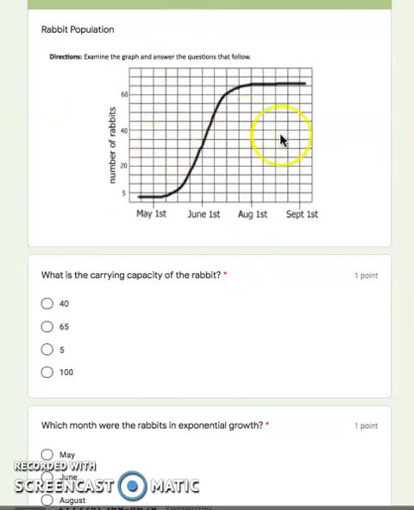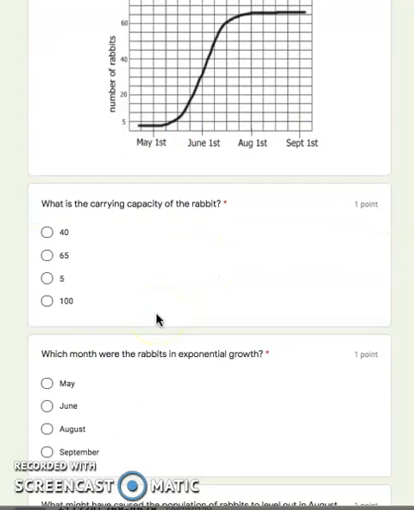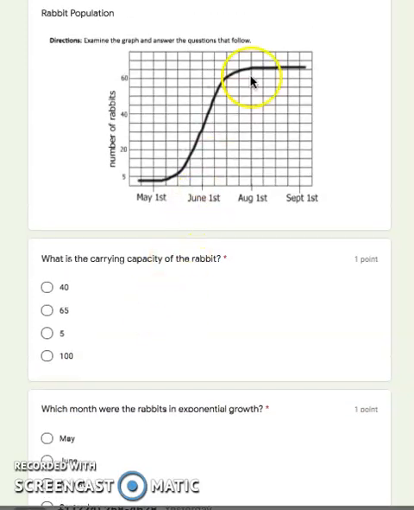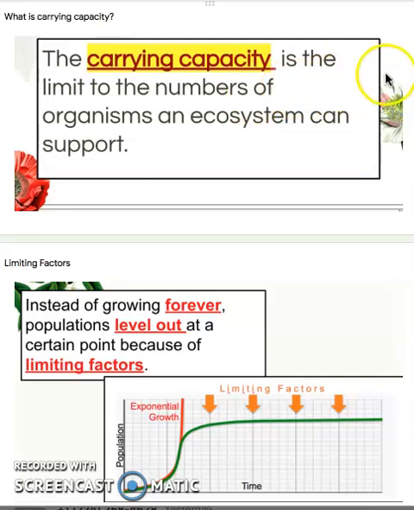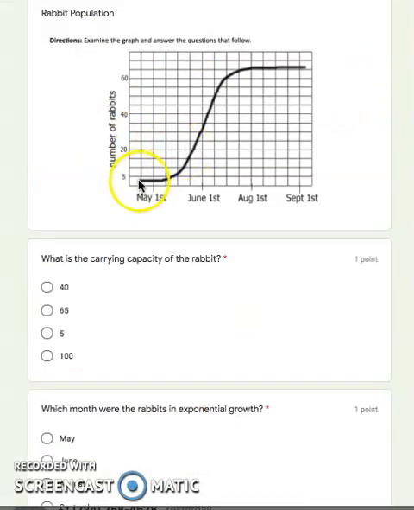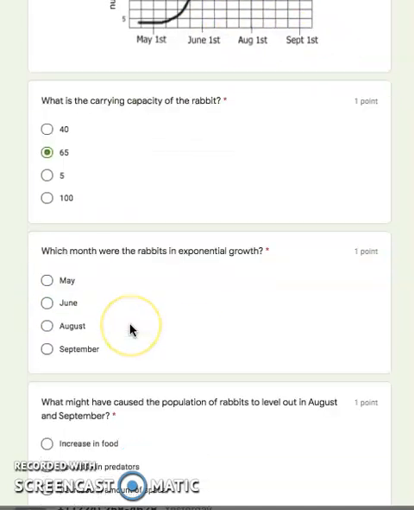So here is a graph of a rabbit population in a certain ecosystem from May 1st all the way to September 1st. Your first question is asking you, what is the carrying capacity of the rabbits? Remember, carrying capacity is the limit to the number of organisms an ecosystem supports. So that means the carrying capacity of the rabbits looks like it's about 65, because that's when it started to level out. So your answer should be 65 rabbits.